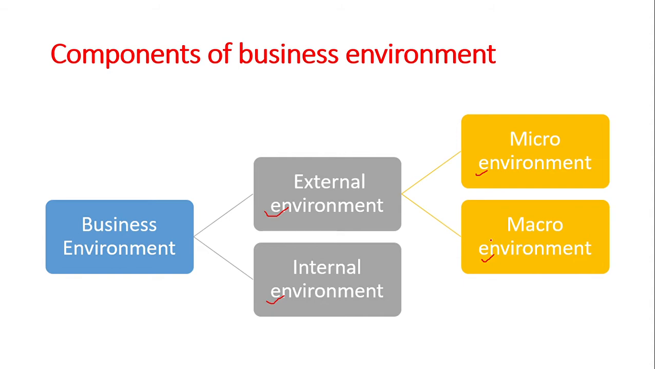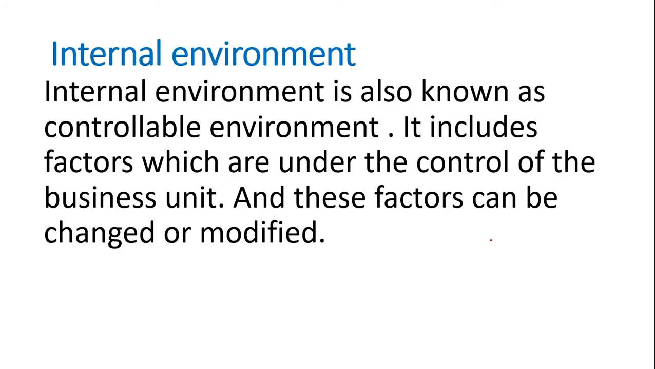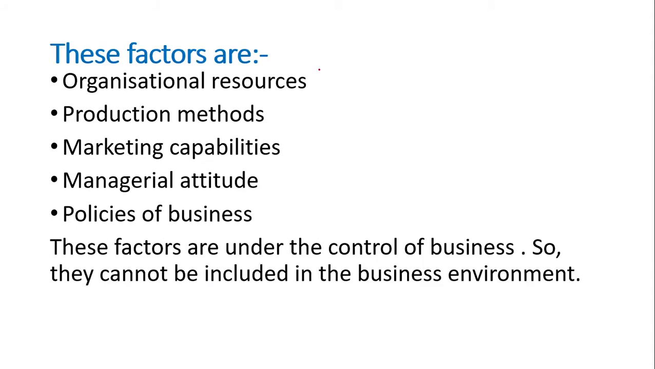So let's start with internal environment. Internal environment is also known as controllable environment. Why is it also known as controllable environment? Because internal environment includes factors that are fully under the control of business, and these factors can be changed or modified as per the need of the market. So what are the factors that come under internal environment? They are organizational resources. An organization can use or change its resources as per the demand of the market.